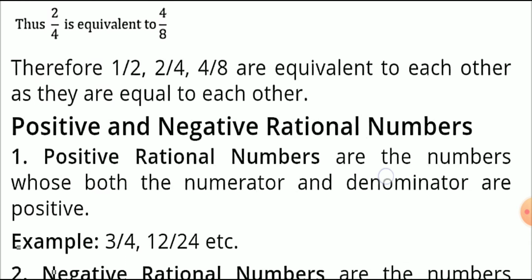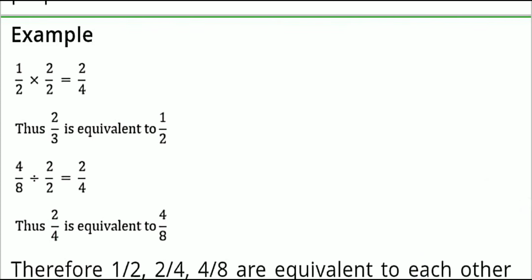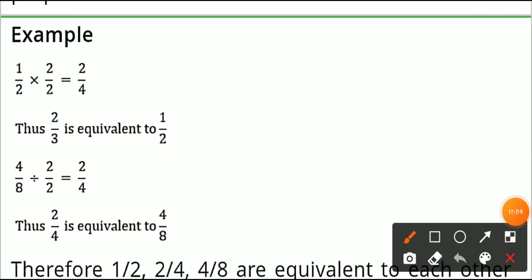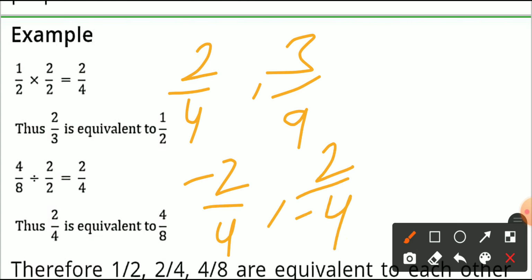Now after that we are going to discuss positive and negative rational numbers. By this we can understand positive rational numbers which contain the plus sign, and negative rational numbers which contain the negative sign, meaning minus sign. So let's see, 2 by 4 and 3 upon 9 are positive rational numbers, whereas minus 2 by 4 is a negative rational number, and 2 upon minus 4 is also a negative rational number.